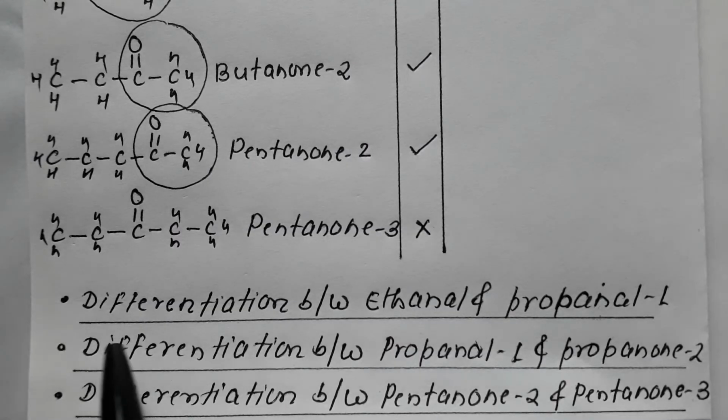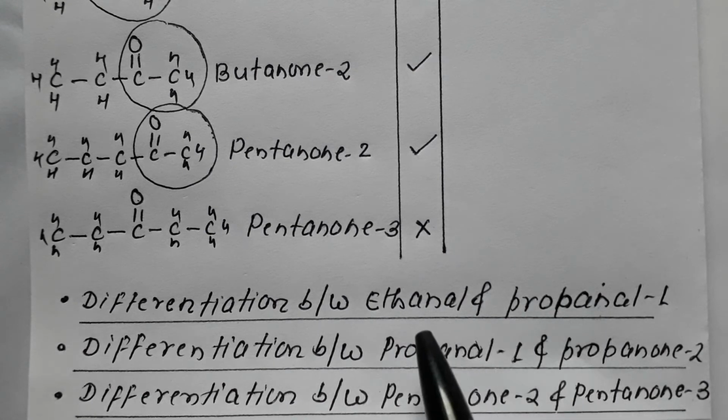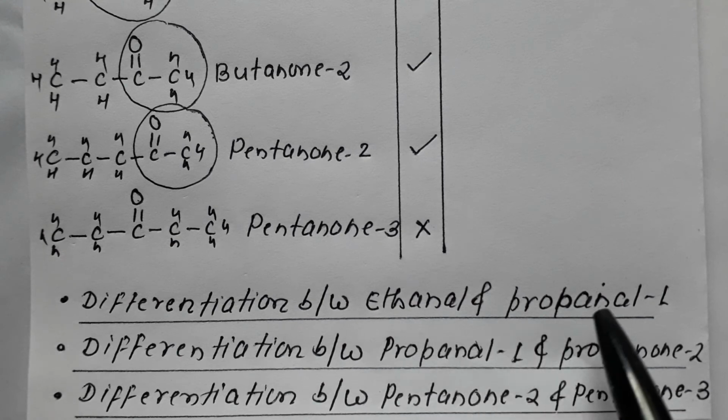Now how can we differentiate between ethanol and propanol 1? I said ethanol contains the acetyl group, so it will give the iodoform test. Propanol does not contain the group, so it will not give the test. So ethanol and propanol can be differentiated using the iodoform test. Ethanol will give the iodoform test, propanol will not.